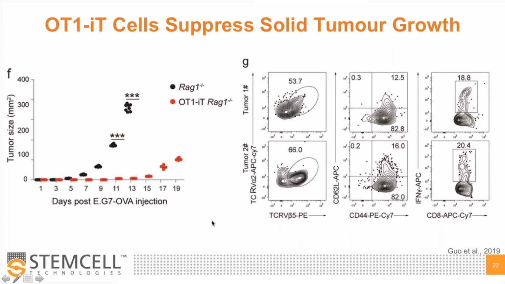They further went to look at the tumors. Here, tumor 1, tumor 2. They looked at the presence of their induced TCR alpha beta. They then went on to look at CD62 ligand by CD34. You can see that there are active T cells as well as memory T cells present. And the CD8 T cells also express interferon gamma, showing that they're functional.